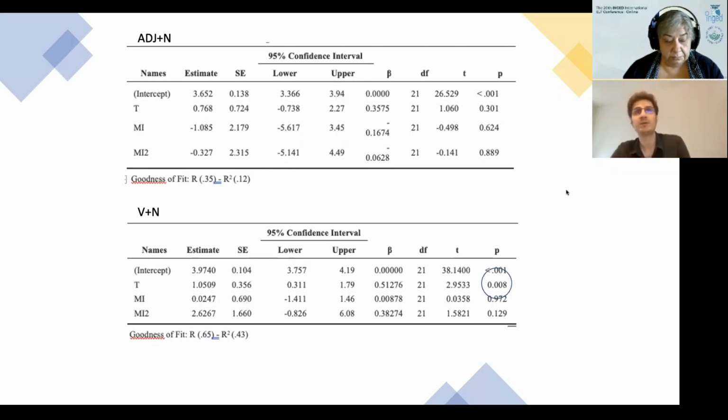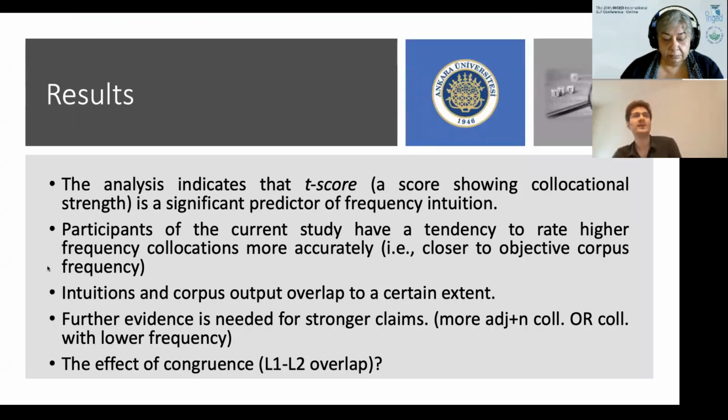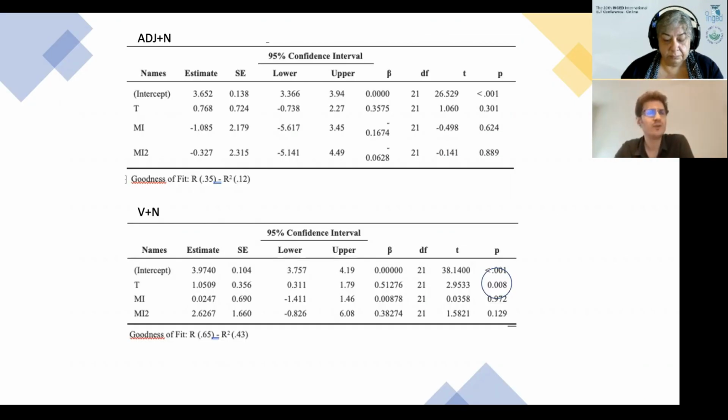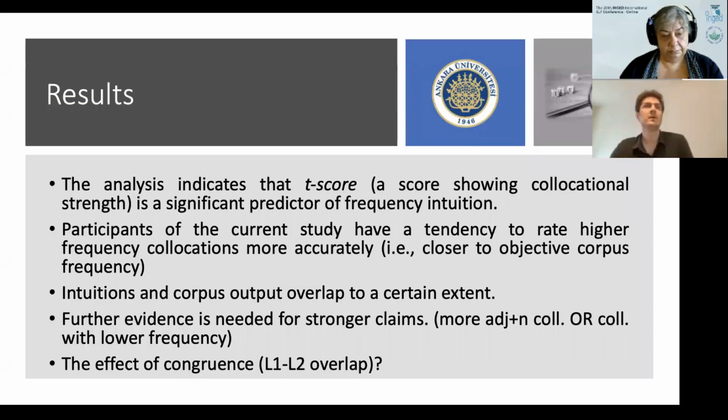I built a regression model where I tried to investigate the best predictor of intuitive ratings, and again found that the T-score was a good predictor of the intuitive scores. The analysis shows that T-score is a significant predictor of frequency intuition, and by itself, it explains more than 40% of the variance. So participants of my study have a tendency to rate higher frequency collocations more accurately.